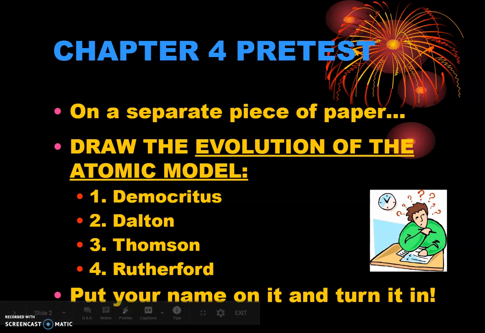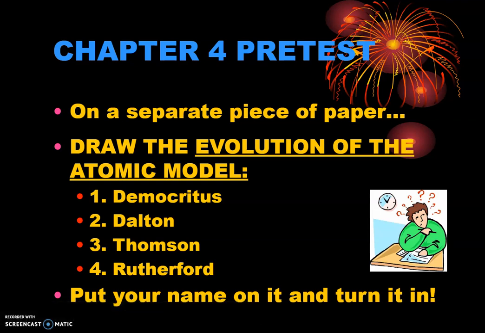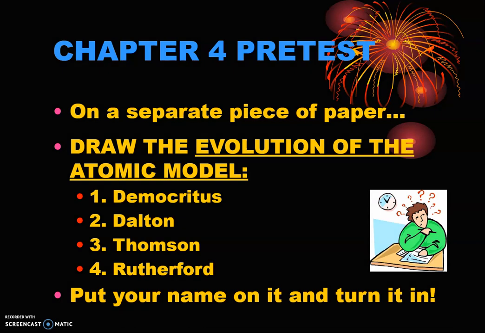Okay, so just as in the other chapters, we are going to do a little bit of a pretest. So please get a piece of paper. I promise you, it makes it all that much better. And you're going to draw each one of these scientists' model for the atom. Okay, they're in chronological order.